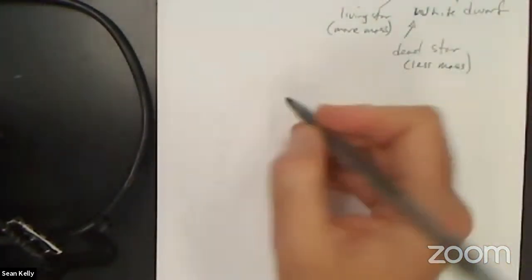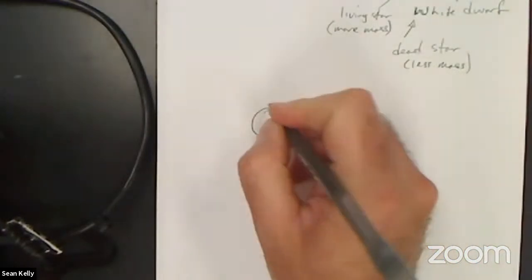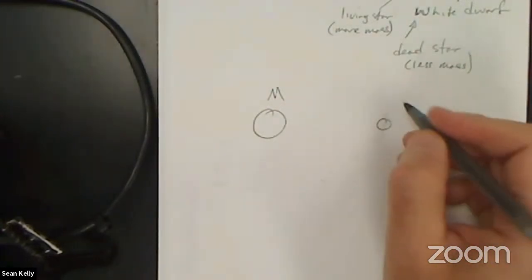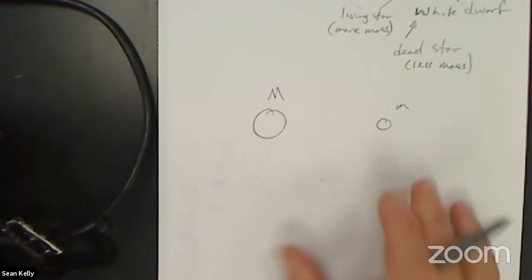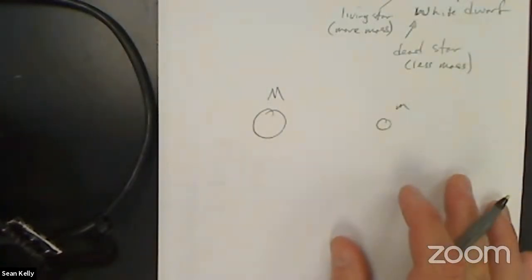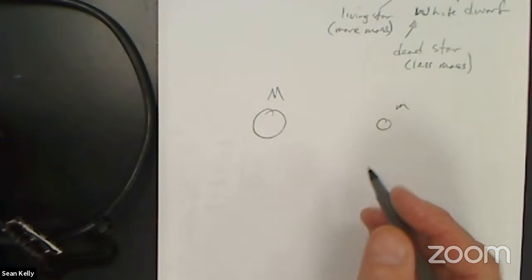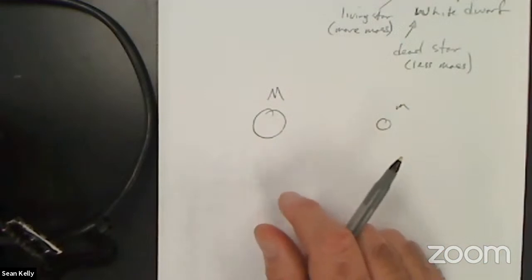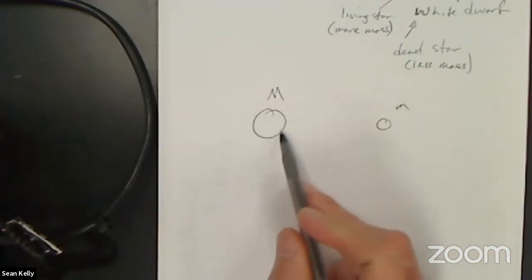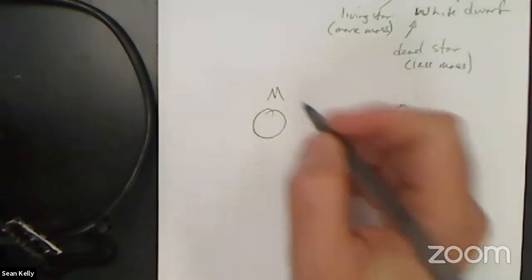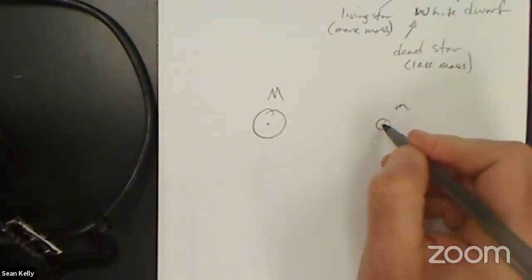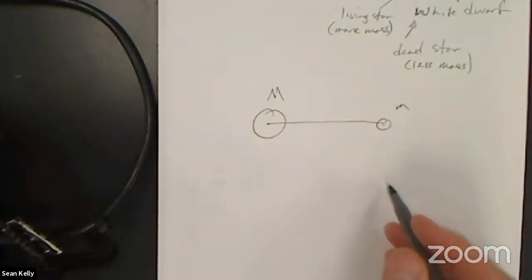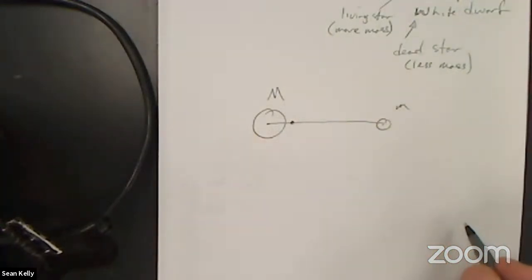So here we go, let's draw a little picture. We've got the more massive star, let's put a big M, and a less massive star, let's put a little m. So where is the center of mass of the system? Remember that the two stars will orbit the common center of mass. If this one is much larger, you'd expect the center of mass to be much closer to it, but the answer is somewhere between the centers of the two stars. I'm going to put it right here, just for fun.